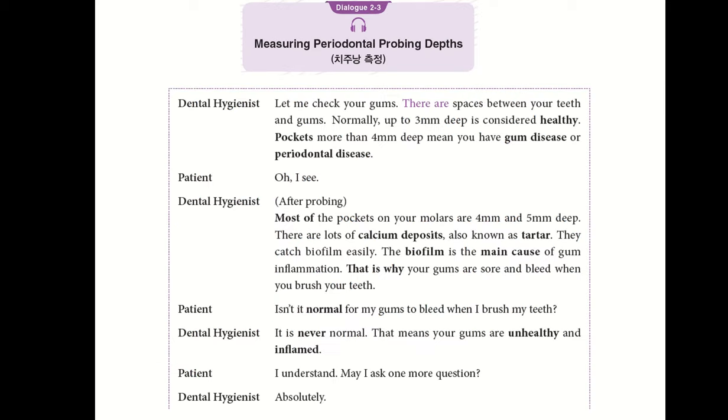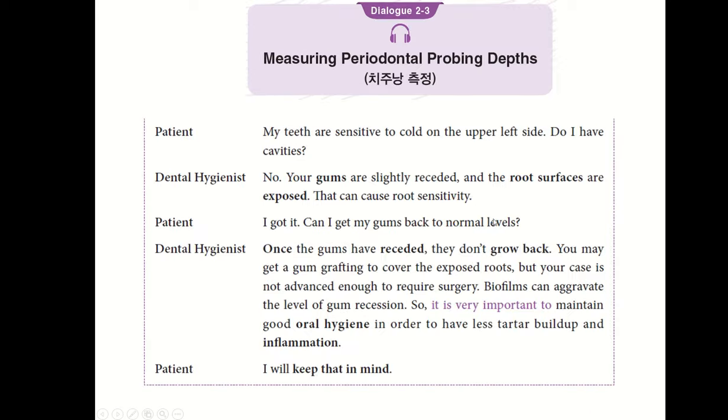Okay, so in this dialogue, we already know about the probing depth, 3 mm normal, and 4 mm or over is gum disease. And then calcium deposit, this is some kind of bad thing. So calcium deposit will make biofilm. Biofilm can make gum disease. So this is the sequence of the gum disease, so you can understand these things. And then, yes, sometimes you also observe bleeding when you brush your teeth. You should definitely visit the dental clinic, okay? Because this is the starting point of your gum degeneration.